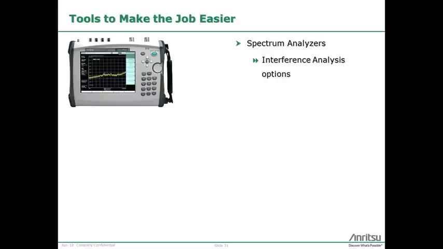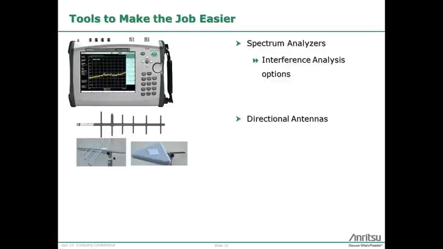With our instruments, we have an interference analysis option that's very handy because it allows you to see the spectrogram. It allows you to do interference hunting in a lot of effective ways. We offer numerous directional antennas, some broadband, some relatively narrowband Yagis. You can mix and match and choose the ones that you need, and basically help make your life easier.